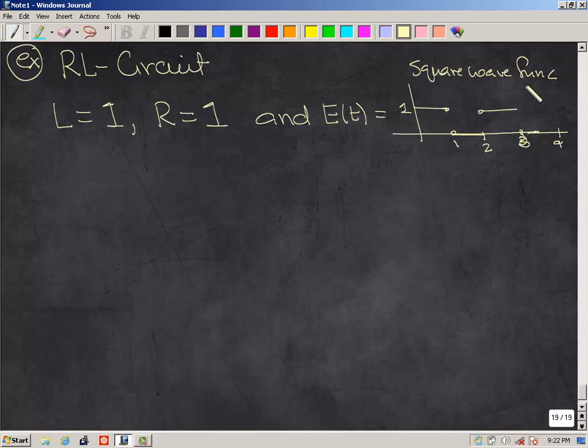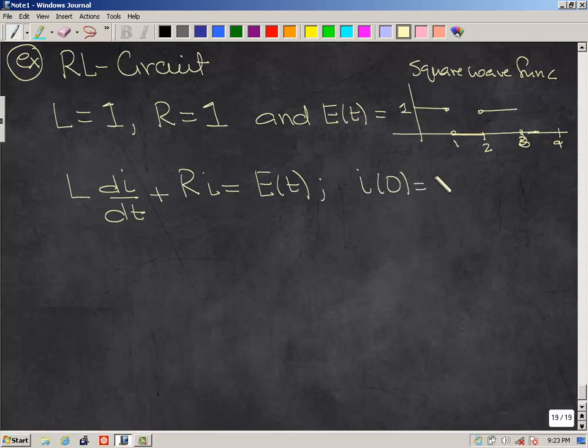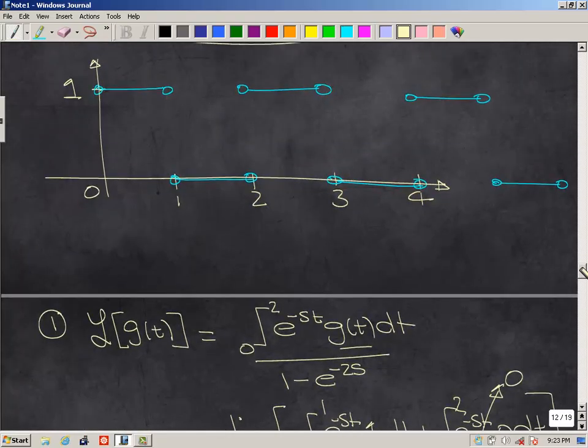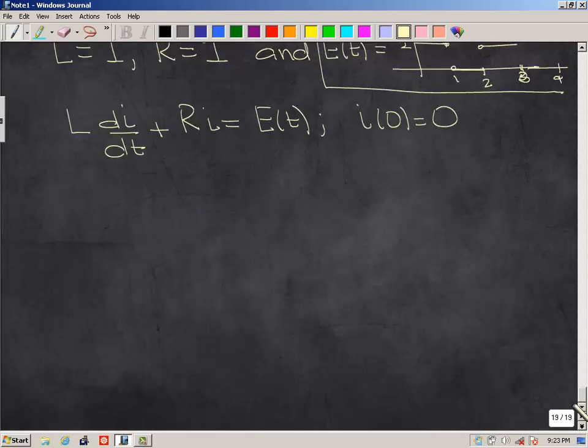Okay. So if you remember from chapter 3, I can rewrite the RL circuit differential equation as L times di over dt, the current, plus R times I is equal to E of t. And they've given us some initial condition. The current at time 0 is 0. Again, I do know this, this is a square wave function that I did right here. It's the same function, okay? So that's what that is.